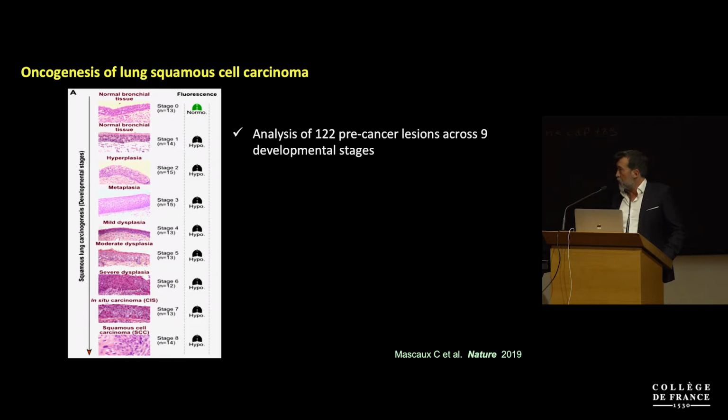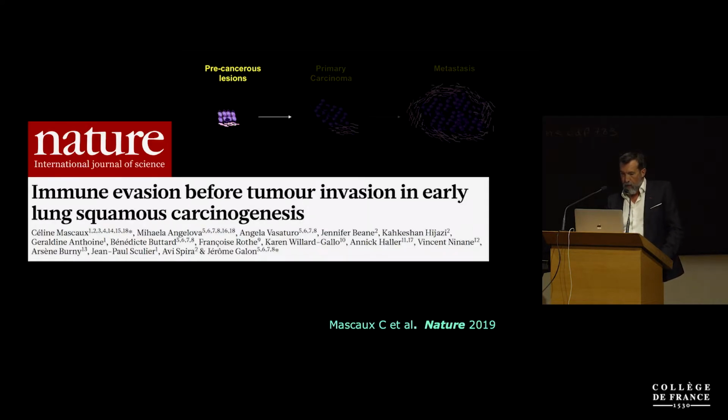And in the tissue, there was either normal lung, or in some people, already hyperplasia, metaplasia, mild dysplasia, moderate dysplasia, severe dysplasia, and some had already squamous cell carcinoma. So we had all these tissues at all the stages that pathologists can distinguish, and we did genomics on these tissues as well as a characterization of immune infiltrate, which led to this article showing that the immune evasion occurs before tumor invasion in these patients.